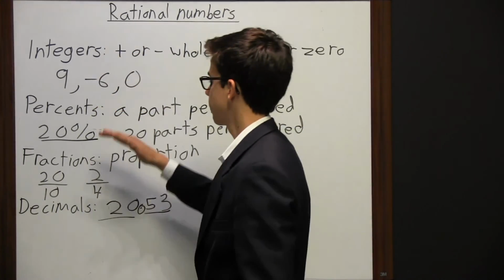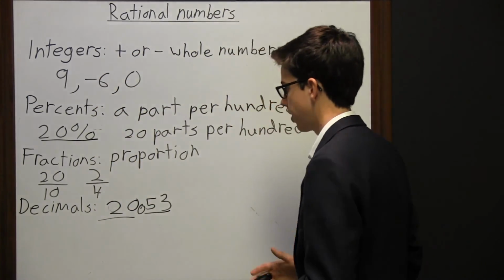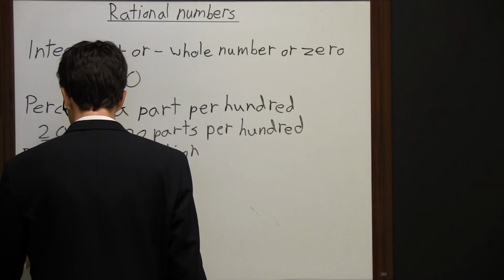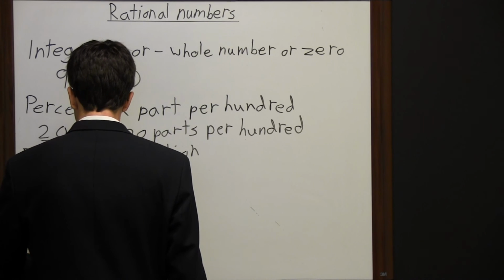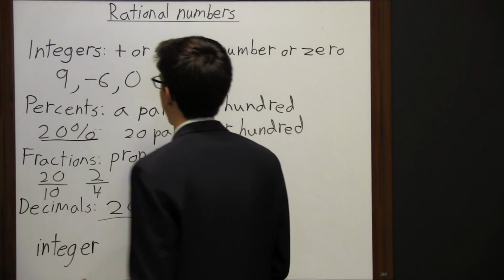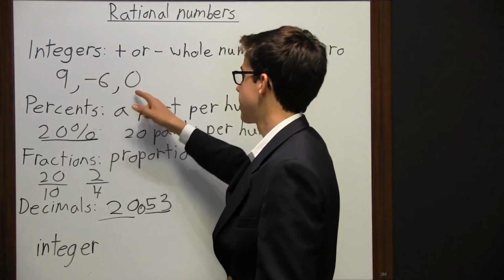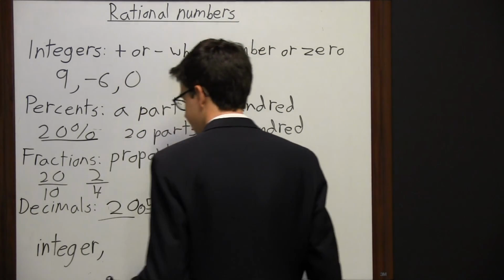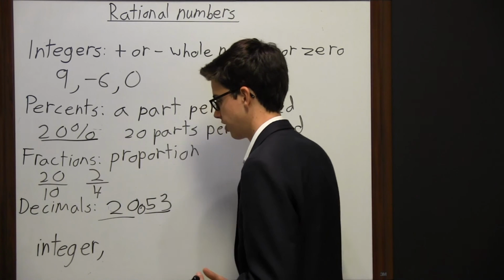So integers, percents, fractions, and decimals are all rational numbers, usually. There are some rules. So in order to be a rational number, just to summarize, it either has to be an integer, like we talked about. If it's a number like 9, -6, 0, it's always going to be a rational number. It gets more complicated when we come to fractions and decimals.